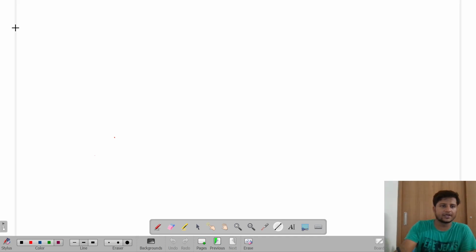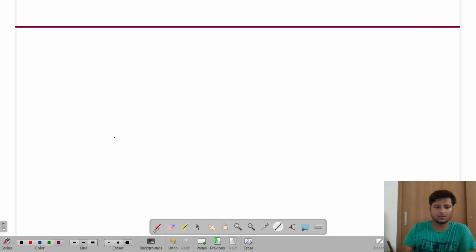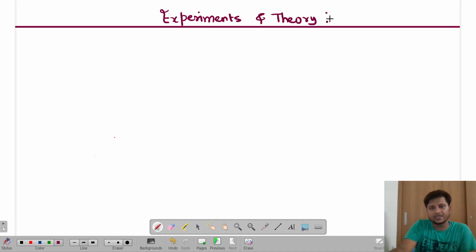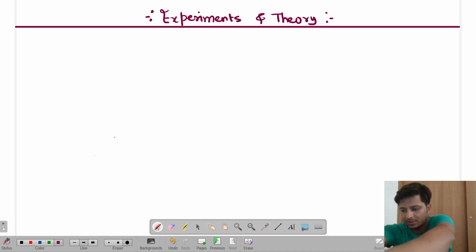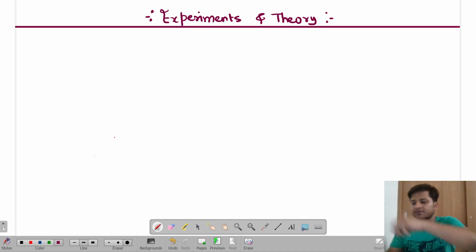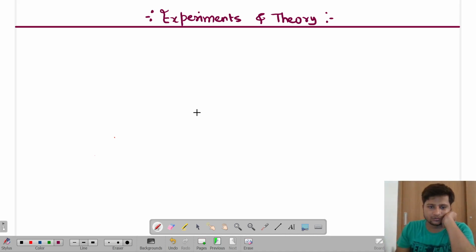So let us give the heading experiments and theory. So basically, what we are trying to understand over here is that this topic deals with the understanding of experiment, and based on that, it creates some theory over there. Are you able to get me or not? And with the help of that, we'll try to understand everything. Are you able to get me or not?